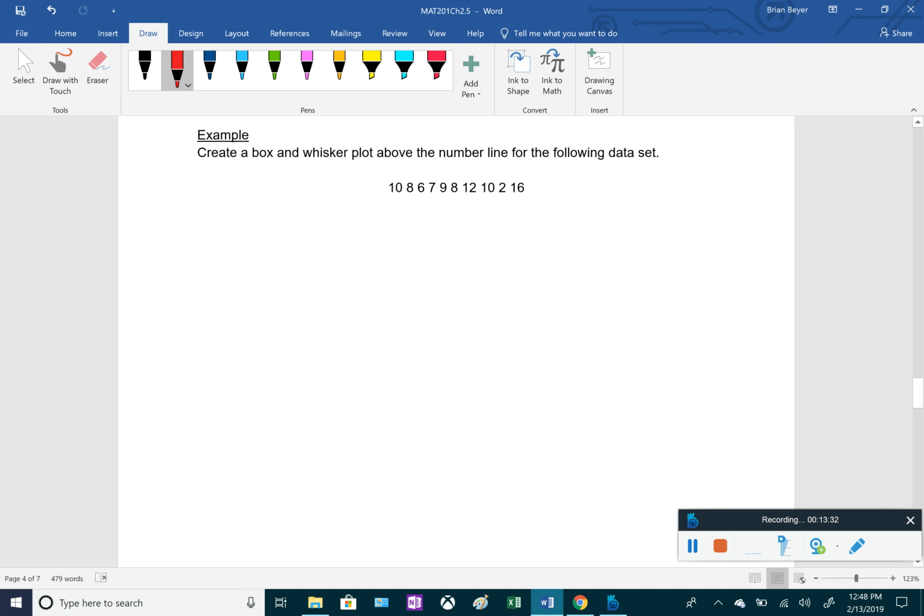So let's do about one more of these ones to make sure that we're good with it. So we have this data set. So this is actually not in order. So we have to put the data in order. So it looks like it's going to be 2, 6, 7, 8, 8, 9. So 2, 6, 7, 8, 8, 9, 10, 10, 12, 16.